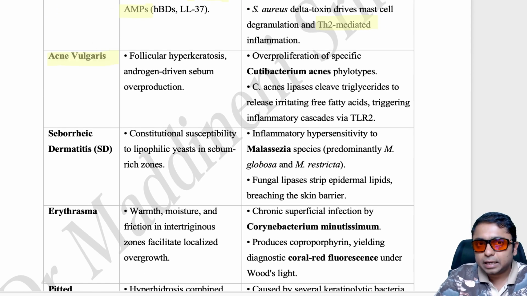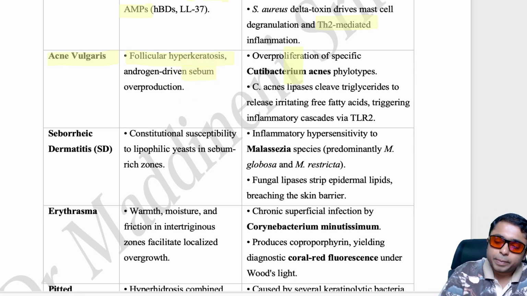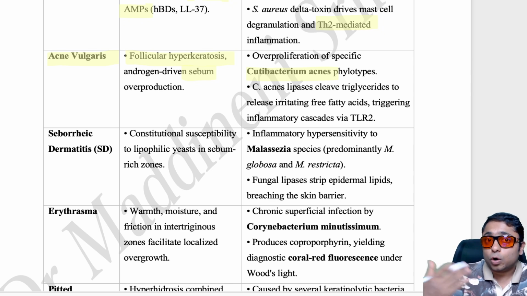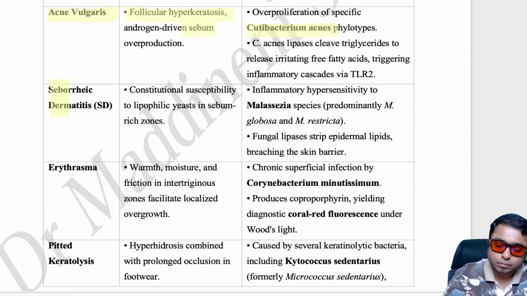In acne vulgaris, there is going to be follicular hyperkeratosis and also androgen derived sebum overproduction will be seen. Because of this, there will be overproduction of the Cutibacterium acnes, which will produce excessive free fatty acids, which can cause inflammation leading to the acne in different stages, different grades. It could be comedones, papules, pustules, or nodulocystic type of acne.